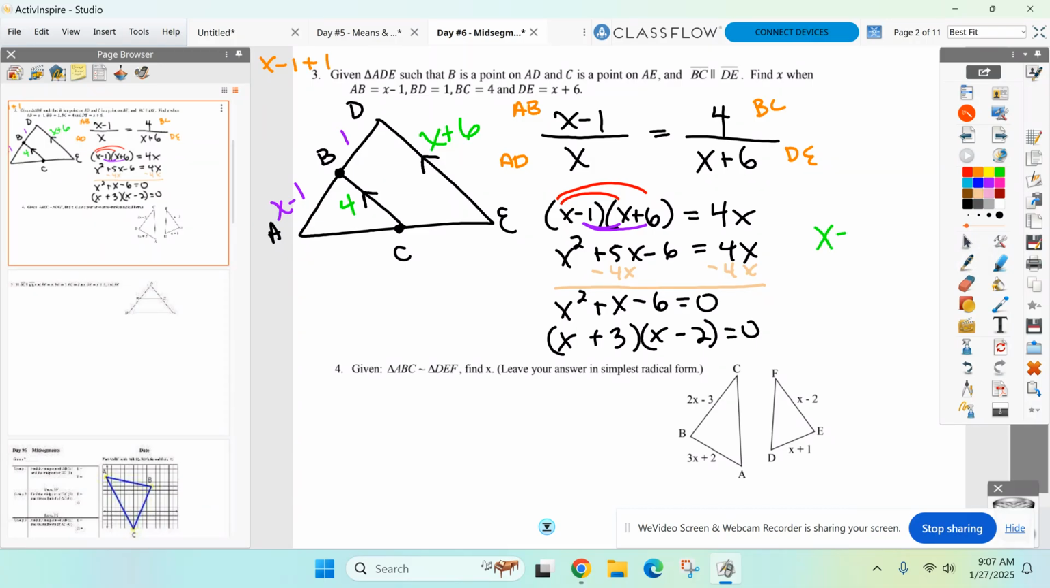X equals negative 3 and x equals 2, but we have to always be aware if there's a diagram, I need to reject an answer if it gives me a negative side. Do either of these two give me a negative side? Yeah, negative 3 does, right? If I plug negative 3 in for AB, can't have a negative 4 side. So that's rejected, and I'm just left with 2.